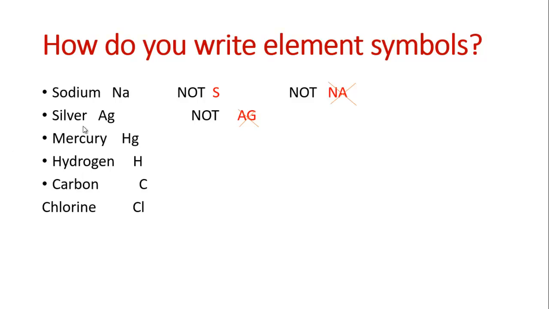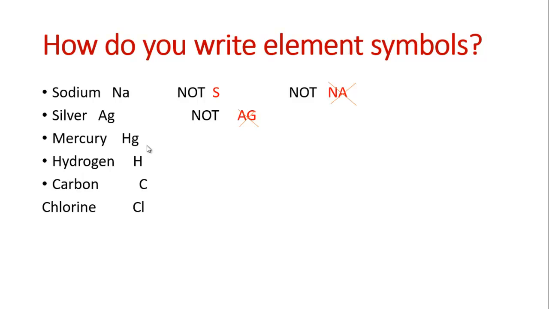Silver. Silver has a symbol Ag. How can you write it? Excellent. Capital A and small g, not capital A and capital G. Okay? Also mercury, Hg, capital H and small g. Okay? So in this session you should know that any element consists of two letters. The first letter should be capital letter. The second letter should be small letter.